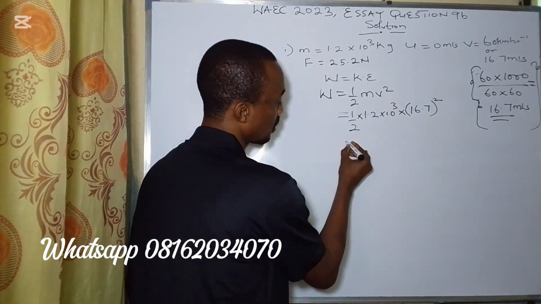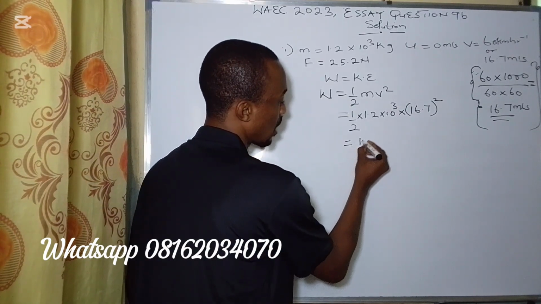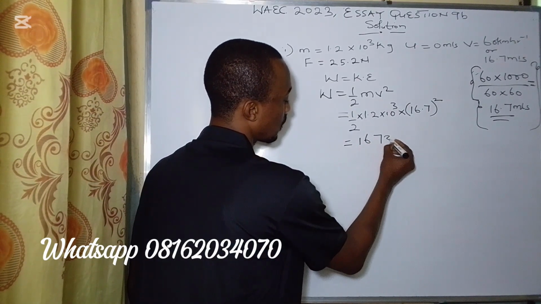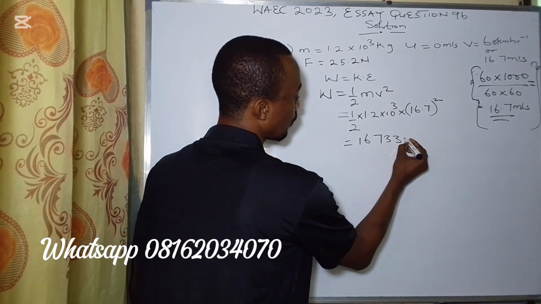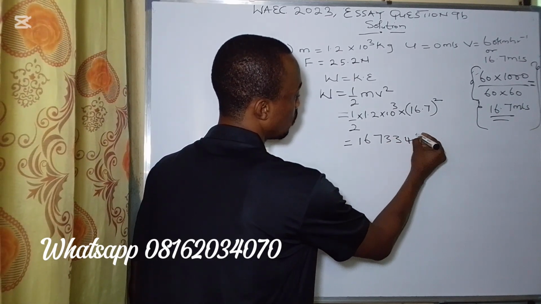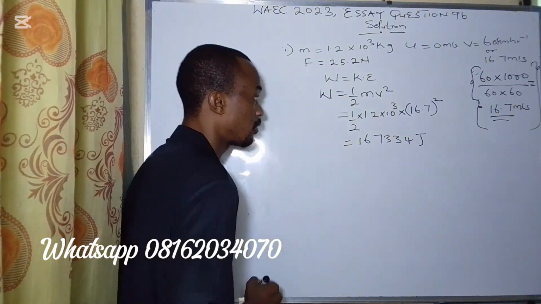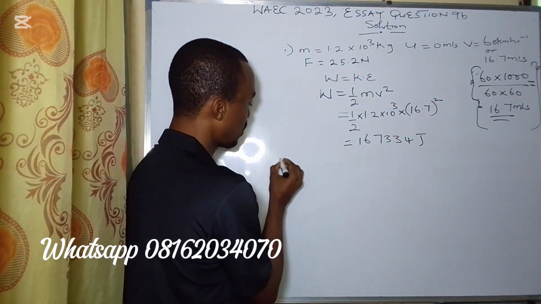So if you use your calculator to calculate this, you're going to get 167,334 joules. This will be the work done. This is the I part of the question.